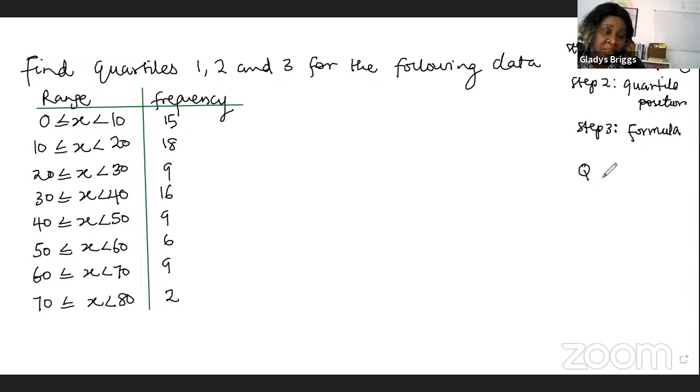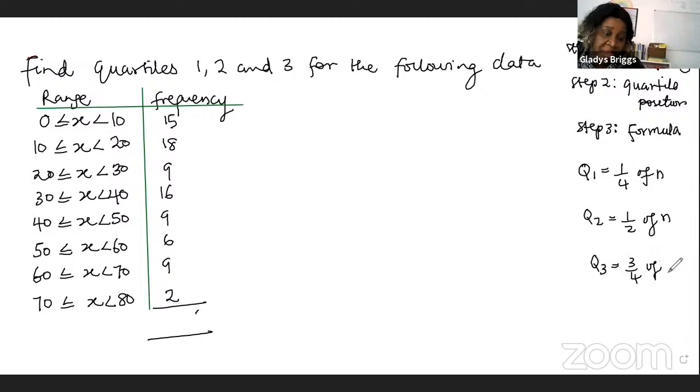Q1 is 1/4 of N. By now, you should know what N is from your cumulative frequencies. Q2 is half of N, and Q3 is 3/4 of N. N is what you get at the end of your cumulative frequencies as well.